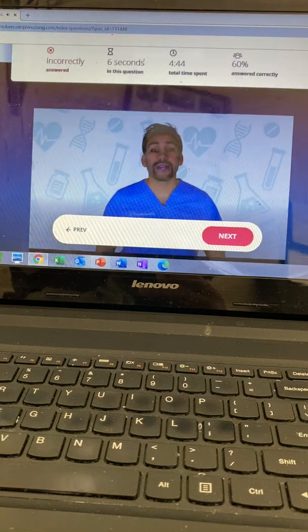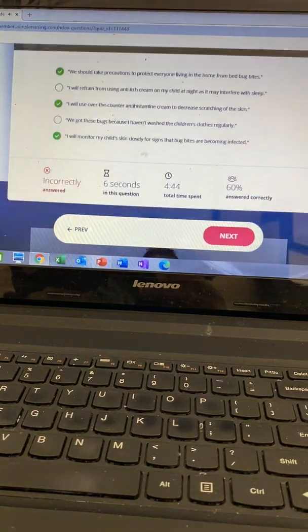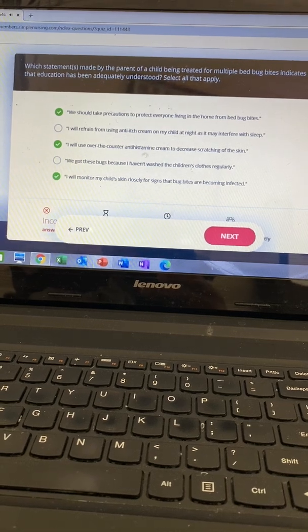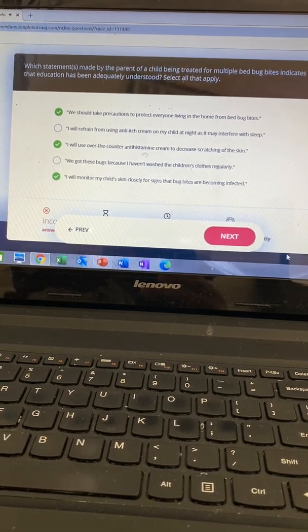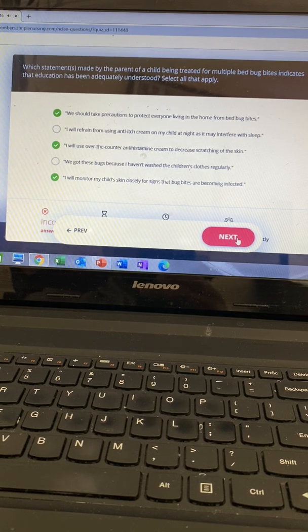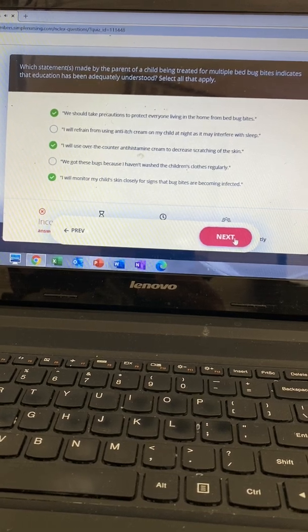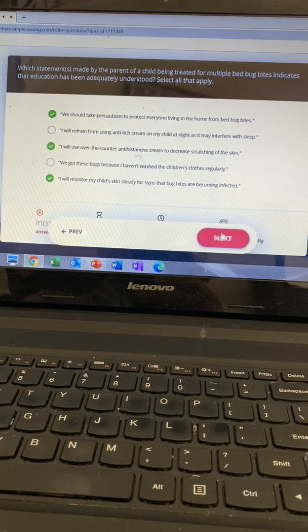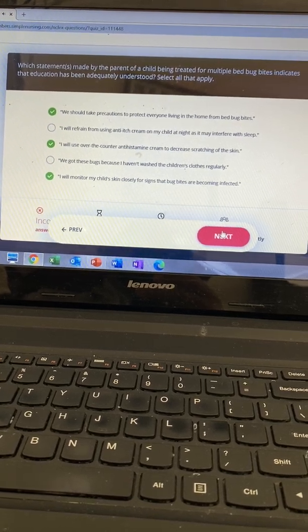And option number 4 is incorrect. Guys, bed bugs live in bed sheets and mattresses and can be found in cracks and crevices inside the home. And lastly, option number 5 is correct here. So signs and symptoms of infection should be closely monitored and reported to prevent complications here. Okay, that wraps it up.